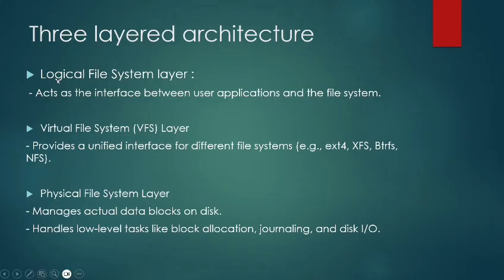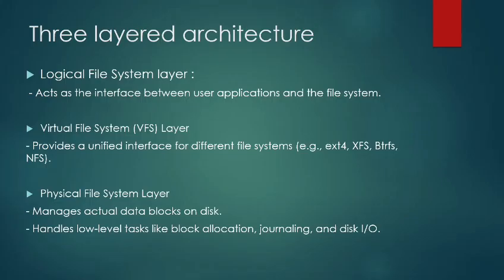First is the logical file system layer, the main layer, which acts as the interface between user applications and the file system. It handles high-level operations like opening a file, reading a file, writing into the file, and closing the file. All this is managed by the logical file system layer. It also manages the metadata, like the file names, the permissions given to the file, and when the file was created, and it ensures consistency in the file which we have created.